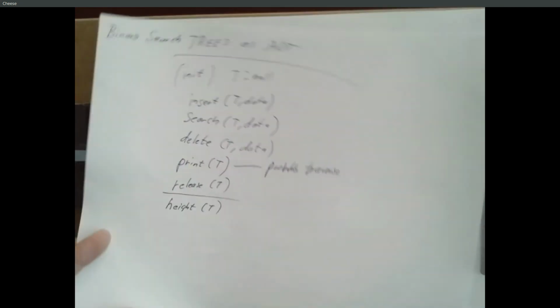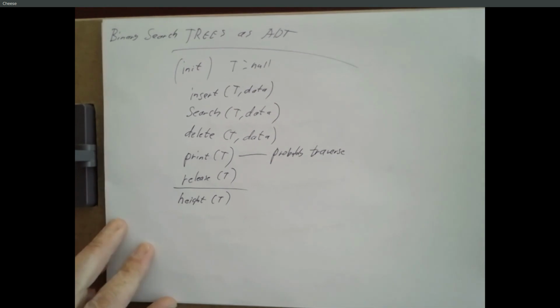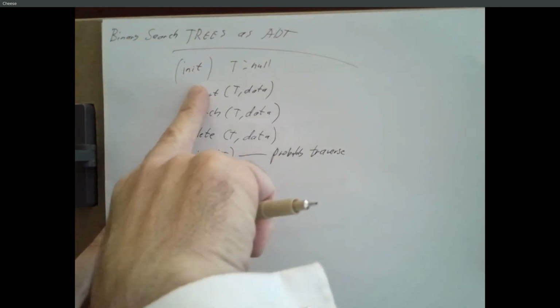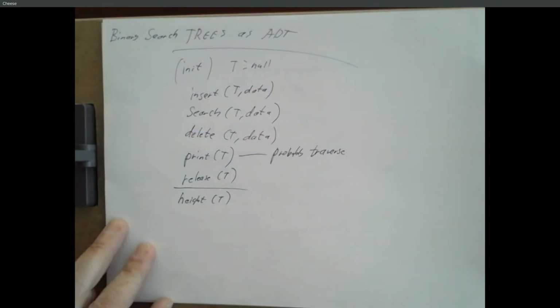All right, let's talk about trees some more. So, as an abstract data type, what kinds of things do we want to do with trees? We might have some sort of initialize routine, but in general, since we're not going to have sentinel nodes, initializing a tree is really just going to be setting a tree equal to null. So we don't really need a separate initialize routine.